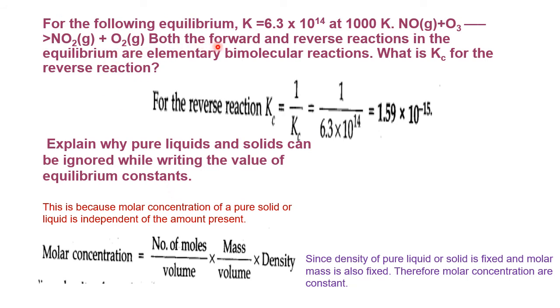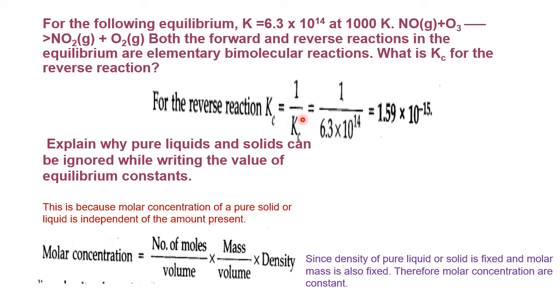For the following equilibrium, K equals 6.3 into 10 to the power 14 at 1000 Kelvin, for the reaction NO plus O3 gives NO2 plus O2, all in the gaseous state. Both the forward and reverse reactions in the equilibrium are elementary bimolecular reactions. What is Kc for the reverse reaction? Once you know the Kc for the normal reaction, Kc for the reverse reaction is 1 by Kc.